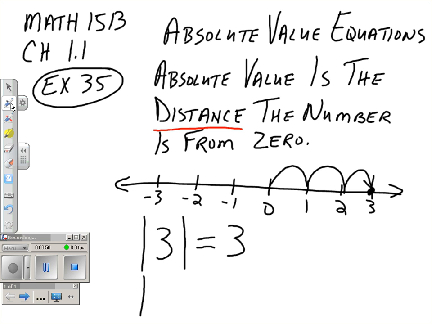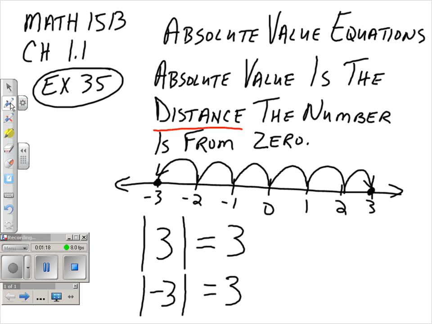The thing with absolute value equations is there's 2 answers. What if I wanted to think about the number -3, and I want the absolute value? I'm asking myself, how far is -3 from 0? Well, if I stand on 0, I have to take 1, 2, 3 steps to get to -3. So we say the absolute value of -3 is also 3. There are 2 numbers that are 3 steps from 0.